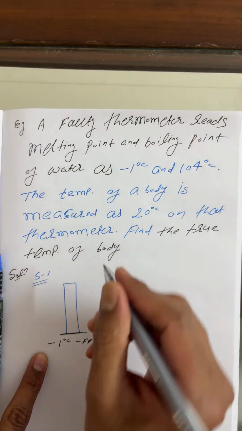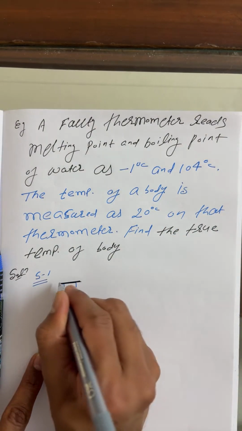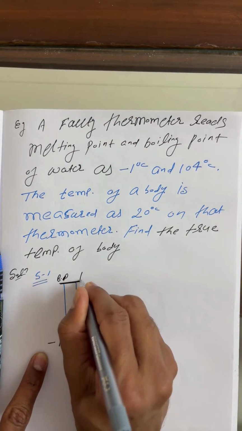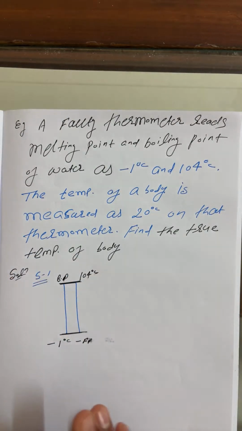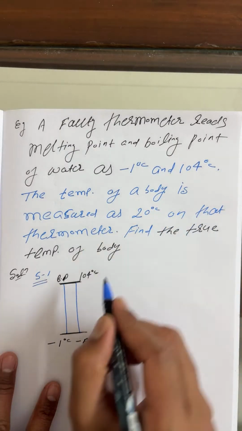Then beta ji, what is the boiling point? Student, this is the boiling point, 104 degrees Celsius. The temperature of the body is measured. So beta, again here, first calculate the temperature of the body.